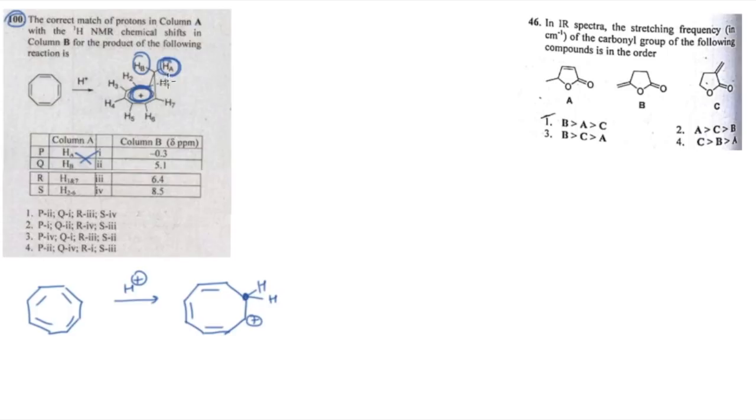Now talking about your H1 and H7, they are relatively more shielded compared to the others, that is 2, 3, 4, 5 and 6. Compared to them, your H1 and H7 are relatively more shielded, and thus they will have a relatively lower chemical shift. That means their chemical shift will be relatively upfield. So your 1 and 7 will have a value around 6.4, and your 2 to 6 will have a value of 8.5. So your option number 1 becomes your correct choice.